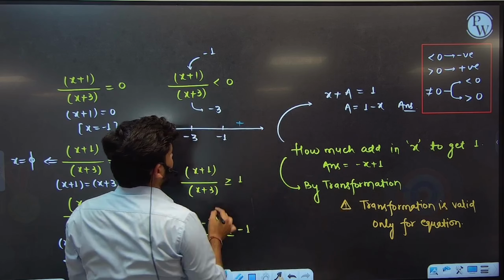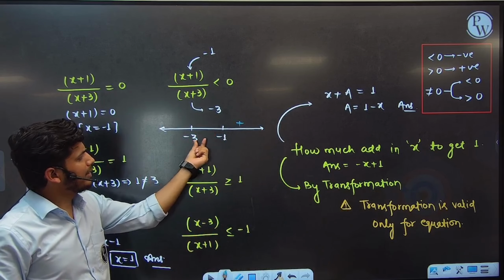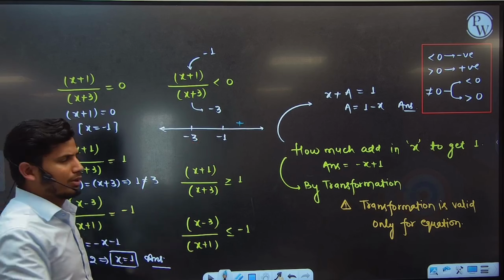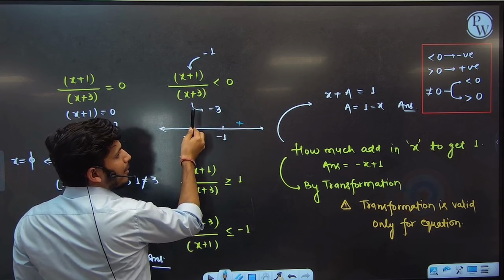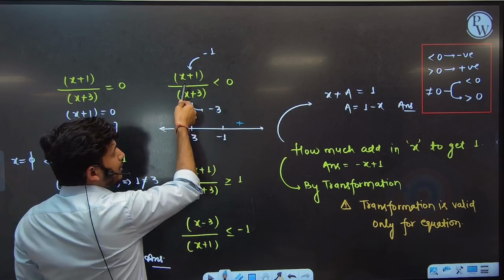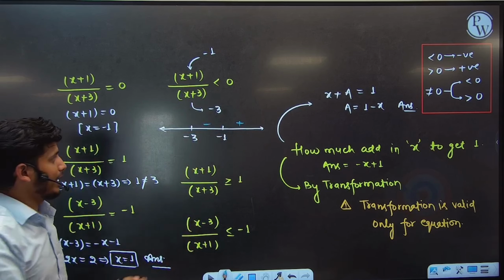Positive. Now think about this part. Take any number in the middle of minus 3 and minus 1, say minus 2. Put minus 2 plus 1, minus 1. Minus 2 plus 3, plus 1. So minus 1 upon 1, minus 1. So this gives the negative part.